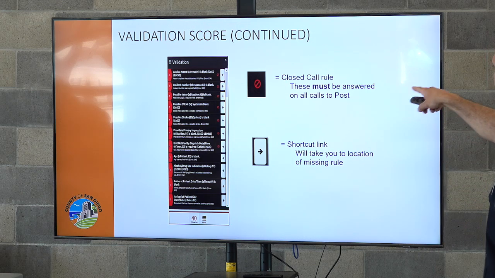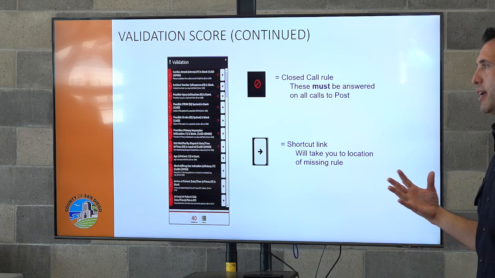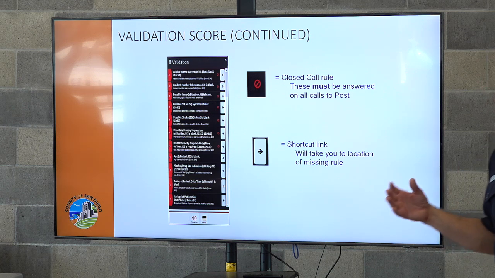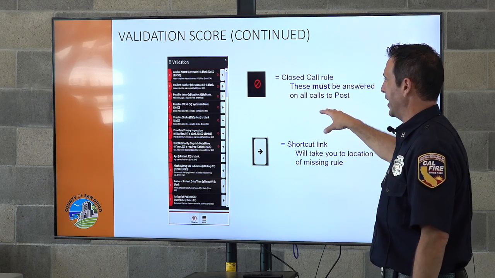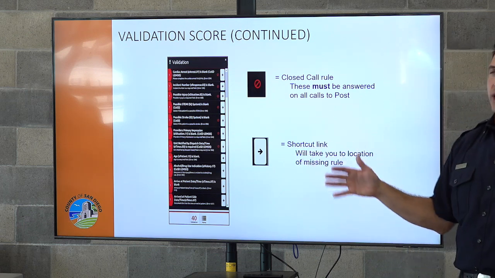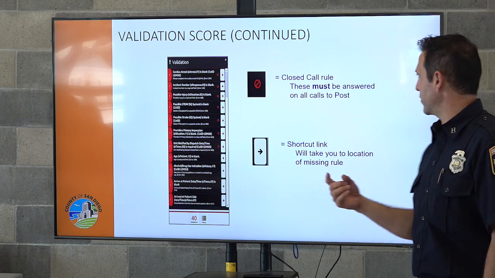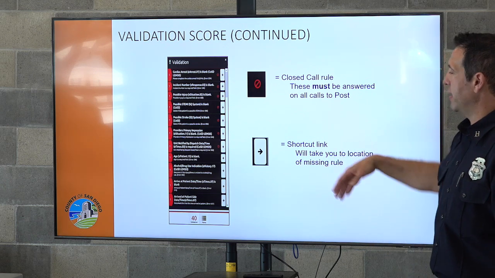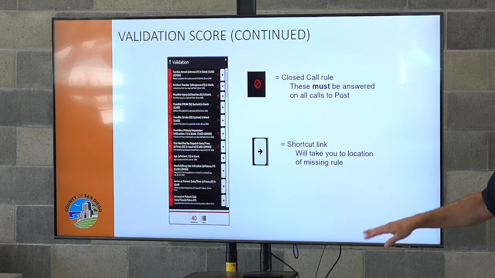There's these ones that have a circle with a line through it. Those are called closed call rules. Where this is important is when you're trying to post this record without it being finished. You cannot post a record without all of these closed call rules being answered. They get answered in the first couple minutes, or seconds typically. A CAD download will answer the first few, and then the last four are, is it a STEMI, stroke, trauma, or cardiac arrest? Those are the only closed call rules.